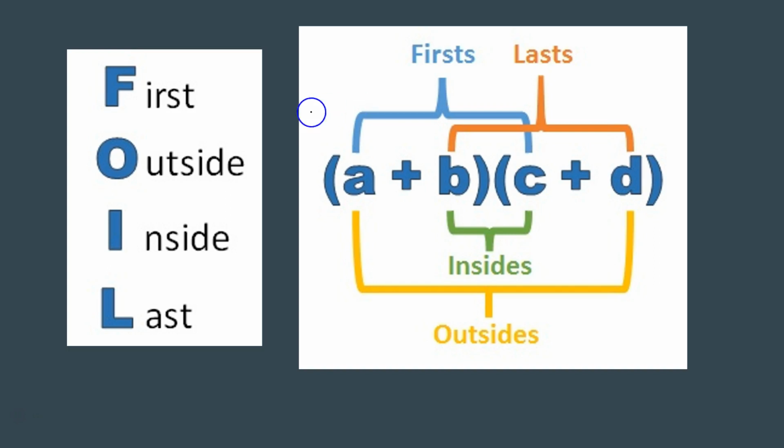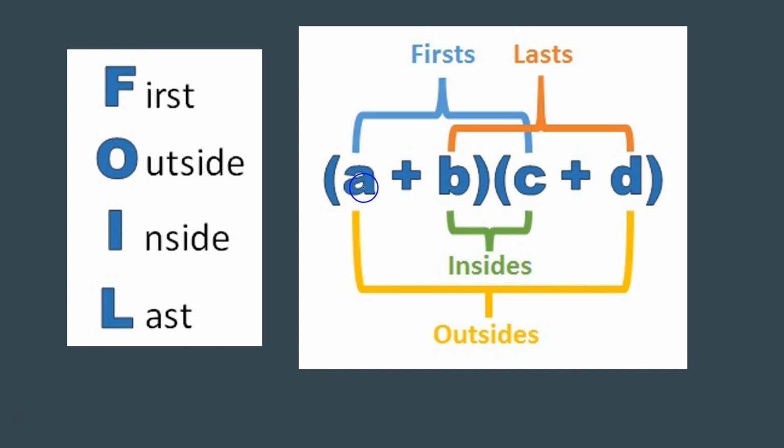First of all, FOIL is an acronym. It stands for first, outside, inner, last. And you can only do the FOIL method when you're multiplying a binomial by a binomial. In this case, one, two, binomial terms, one, two, another binomial term.